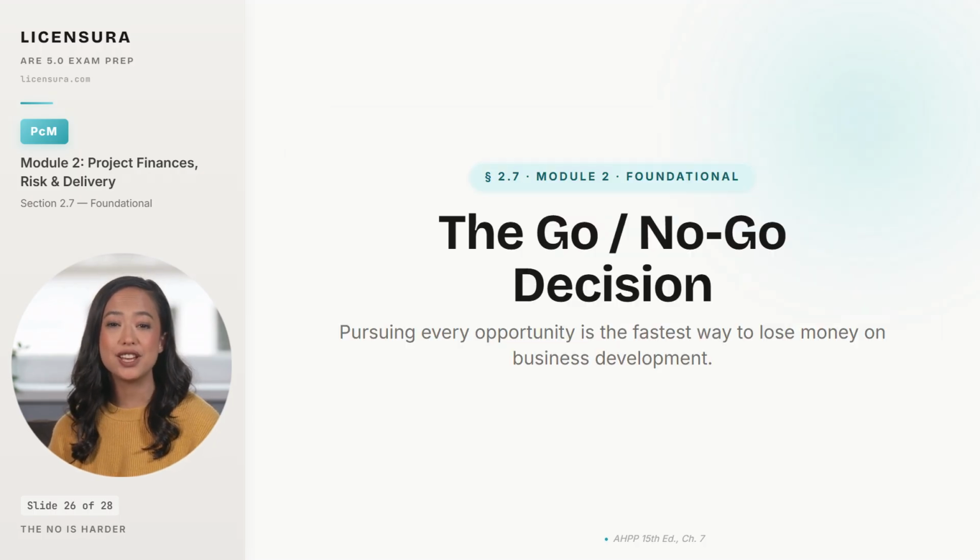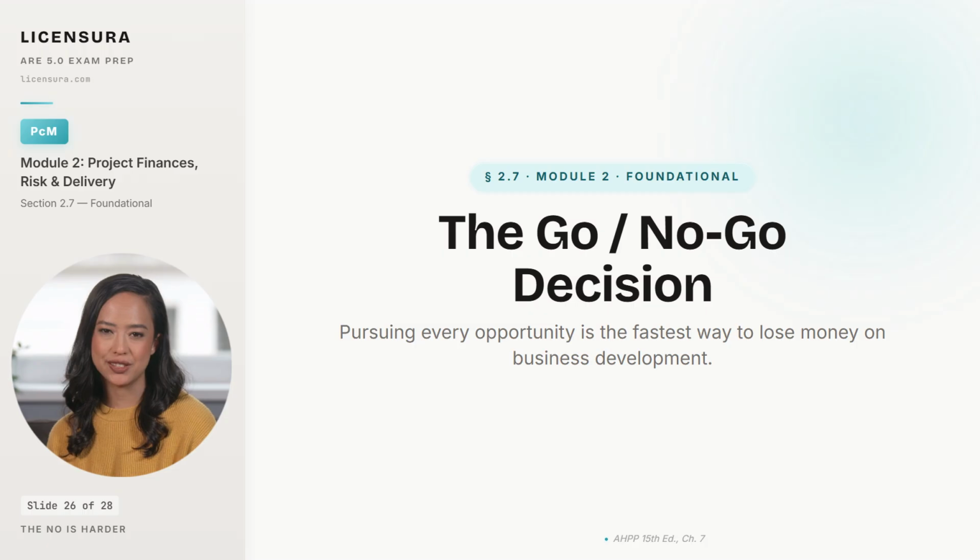There is one decision in business development that matters more than any other, and most firms get it wrong because it feels unnatural. The decision is whether to pursue an opportunity at all. Saying yes is easy. It feels productive, optimistic, ambitious. Saying no is harder, because it requires admitting that you do not have a real chance, or that even if you win, you will not make money.